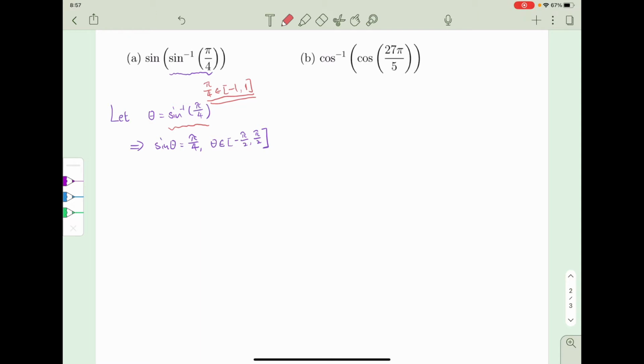And after knowing that, we use this expression to substitute back to our original expression. This is sine of this inverse, right? And we have denoted this by theta. So this expression here is actually sine theta. What is sine theta? Well, sine theta by definition is pi over 4. So this answer is just pi over 4. Very simple.